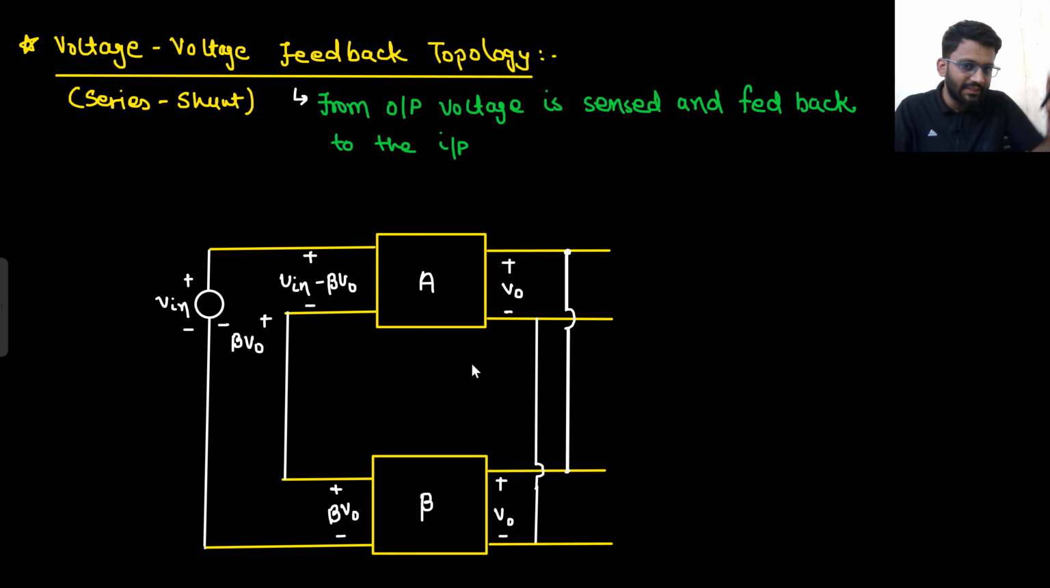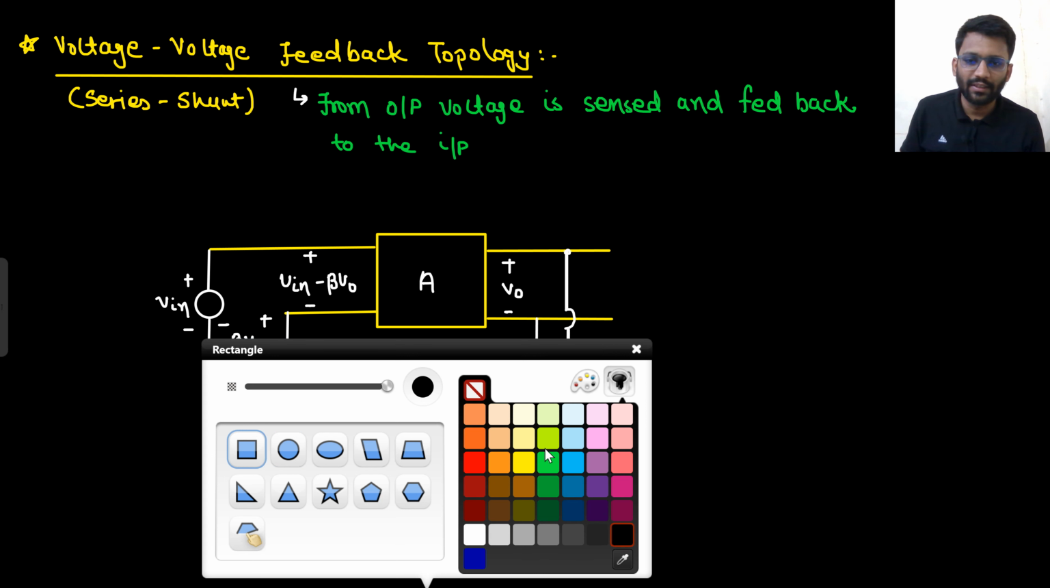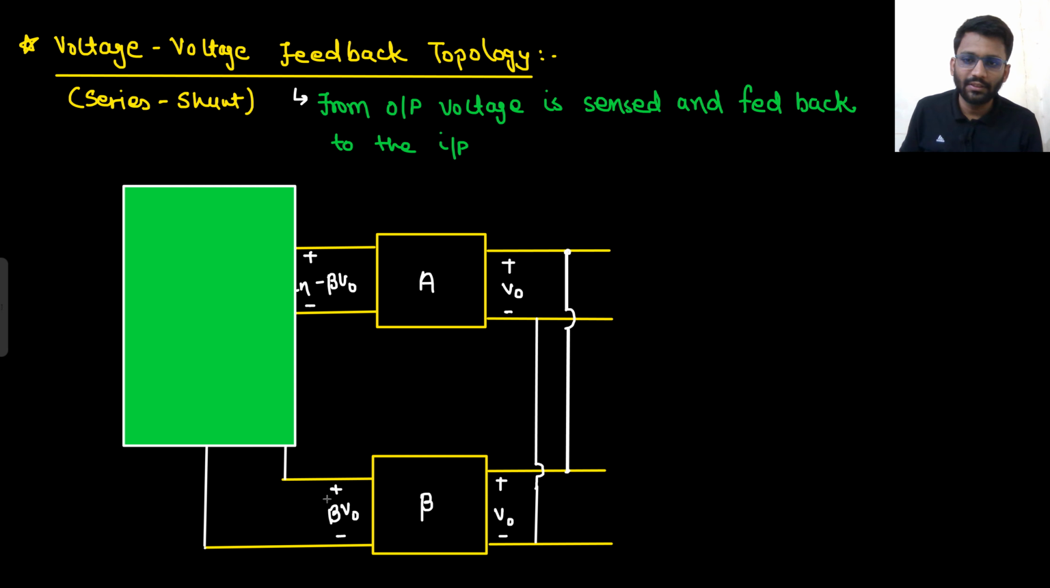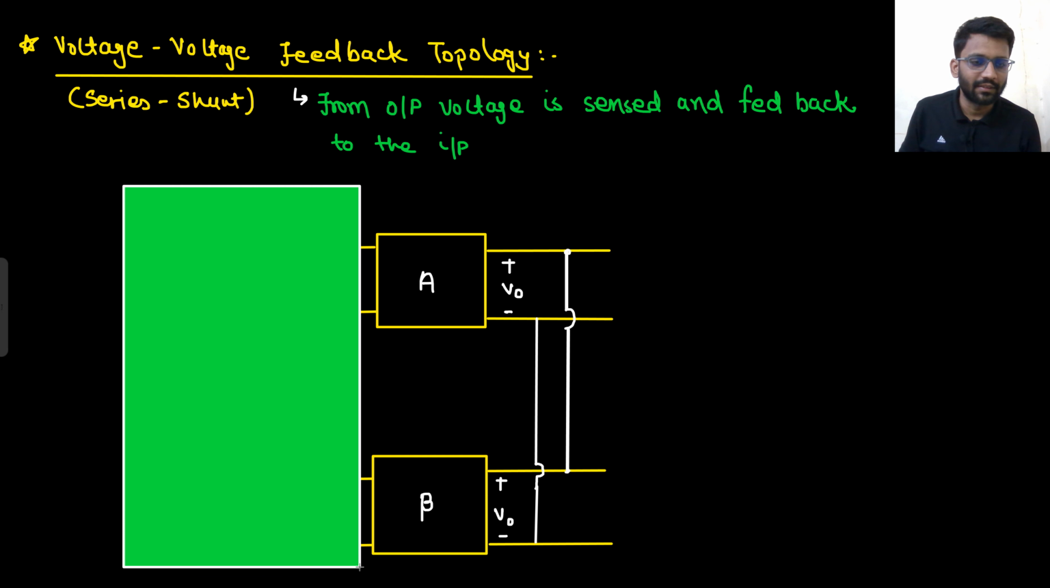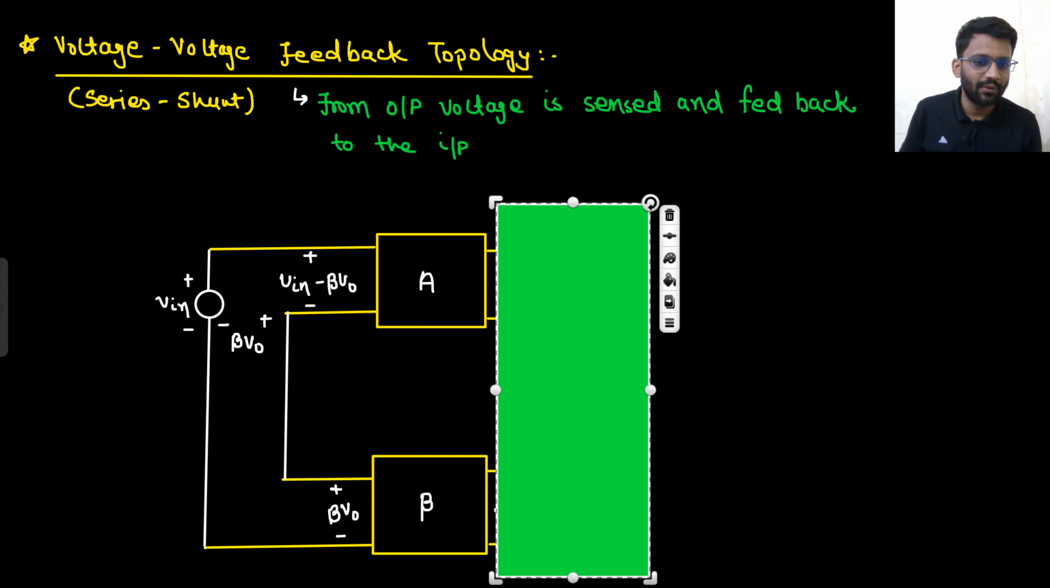From the output, voltage is coming, it is being multiplied with the feedback factor beta and fed back to the input. If voltage is sampled, that means there has to be a parallel connection, and if voltage is mixed, that means there has to be a series connection. So on the input side you have series and on the output side you have shunt. This is your series connection, and this was your shunt connection. Understood?